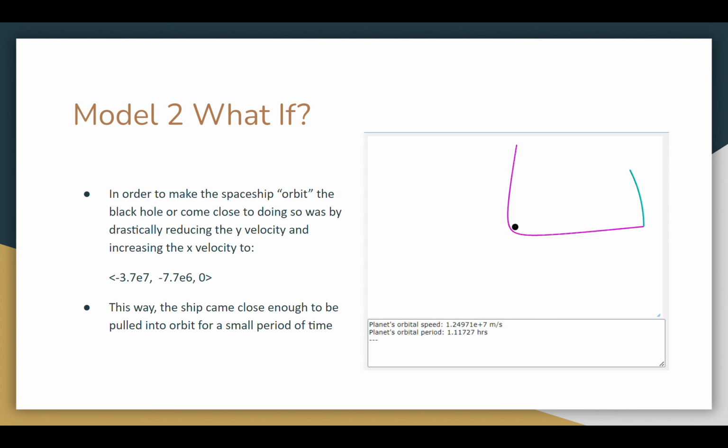And yeah, I had to reduce them in order for that to happen. I had to reduce the y velocity and then kind of increase the x velocity. And that's how it all came together. So it kind of slightly orbits the black hole.